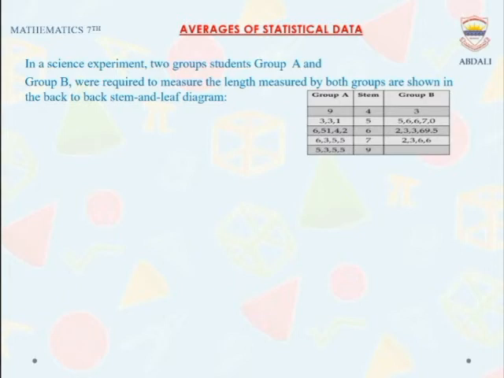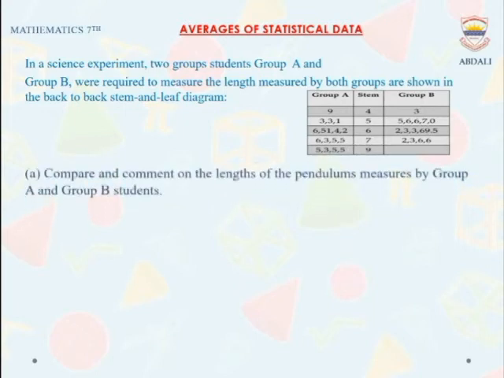And on the 6th stem, group A recorded 6, 5, 1, 4 and 2, and group B recorded 2, 3, 3, 9.5. And on the 7th stem, group A recorded 6, 3, 5 and 5, and group B recorded 2, 3, 6, 6. And on the 9th stem, group A recorded 5, 3, 5, 5 and group B has nothing to record. So let's move to the other part of the question.